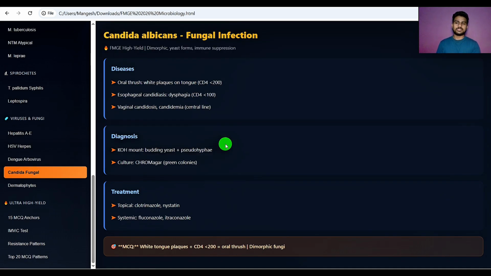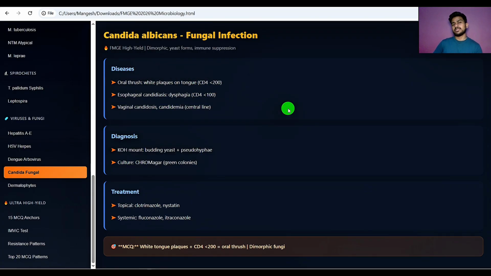Let's move towards candida or fungal infection. We are entering the mycology part from now onwards. There are only two topics. The first one is candida, the second one is dermatophytes. In candida, there is Candida albicans. It is a fungal infection. The disease that it causes is oral thrush.